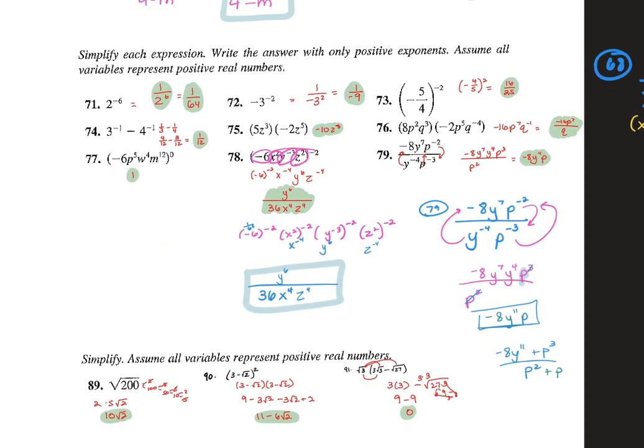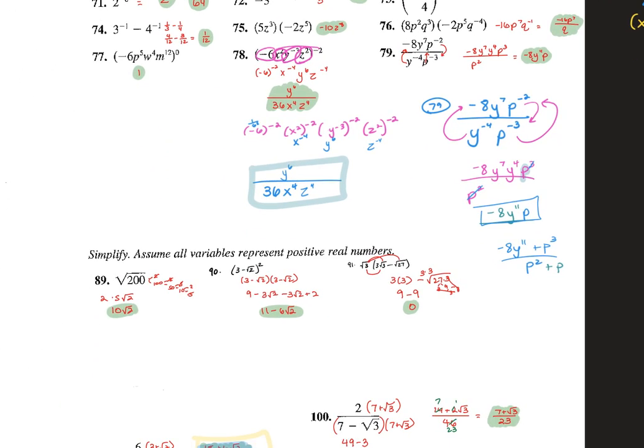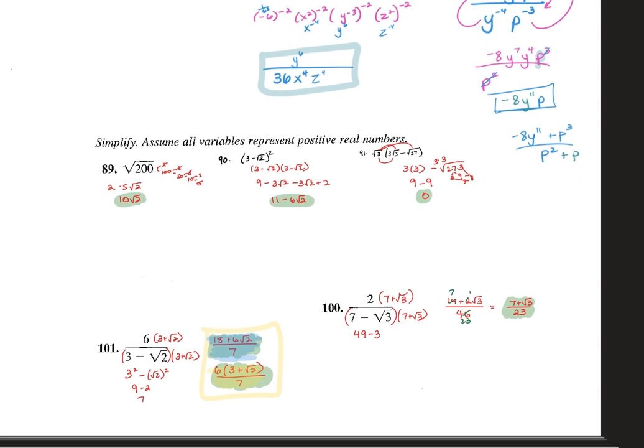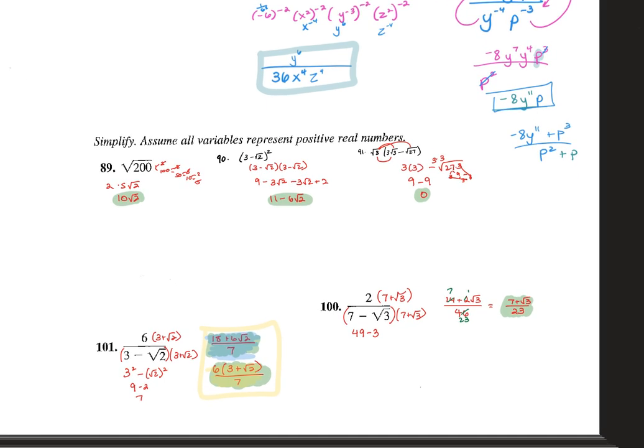Any other questions? So now we'll move it down to the radicals. So 89 to 101. Any questions on those? Sophia?